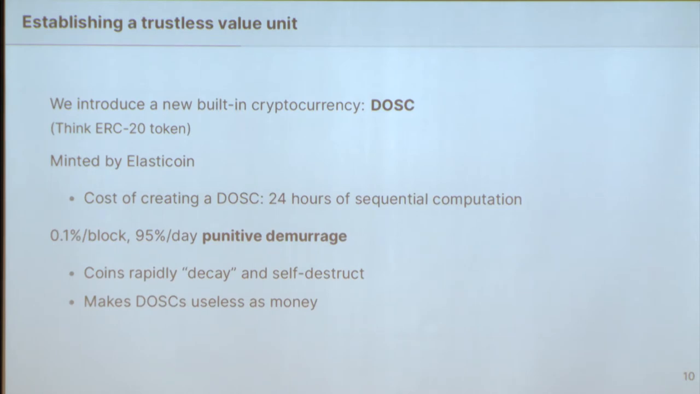So at first, how do we establish this trustless unit of value? We simply use ElastiCoin. The cost of creating one DOSC is simply 24 hours of sequential computation measured in a sort of trustless benchmarking way. Now, this is just like ElastiCoin, except we add one thing. Every single block, the value of each coin denominated in DOSC decays by 0.1%. This means that most of the value of your DOSC balance goes away after a day. And this makes DOSCs completely useless as money.